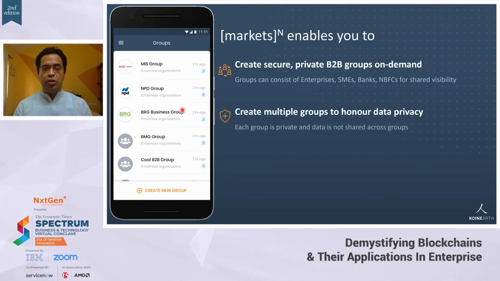You can have multiple groups and data is not shared across groups. That's where the data privacy angle comes in. So that is the first thing that you can think of, the ability to create such groups, which I was calling cross-enterprise digital platforms. Why are they platforms?